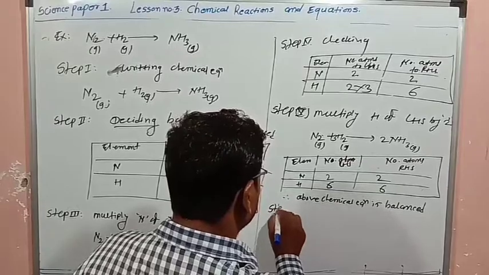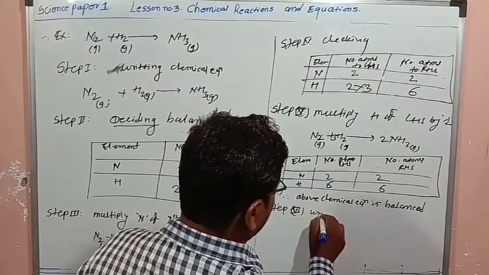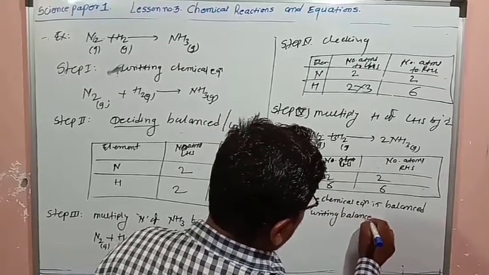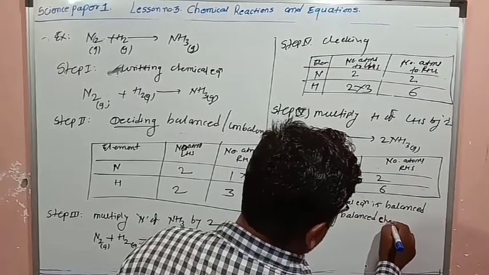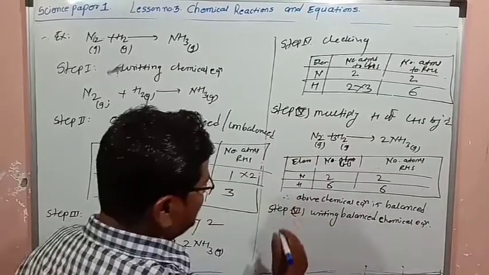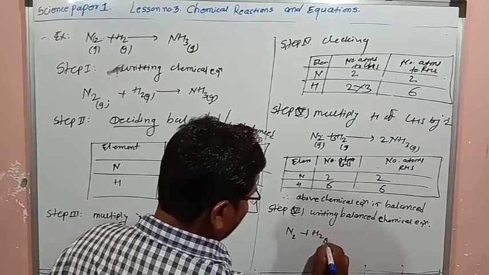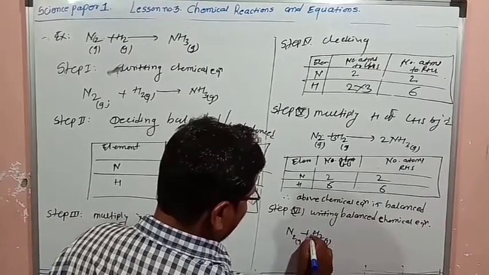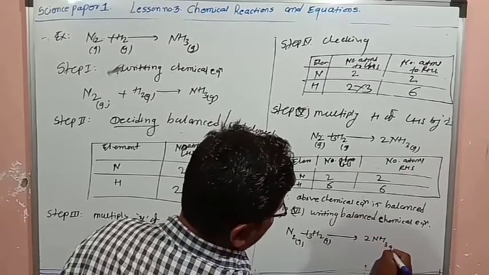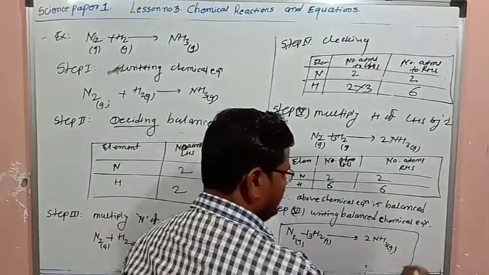So the last step is step number 6: writing the balanced chemical equation. N2 plus 3H2 gives 2NH3, all gaseous. This is the balanced chemical equation.